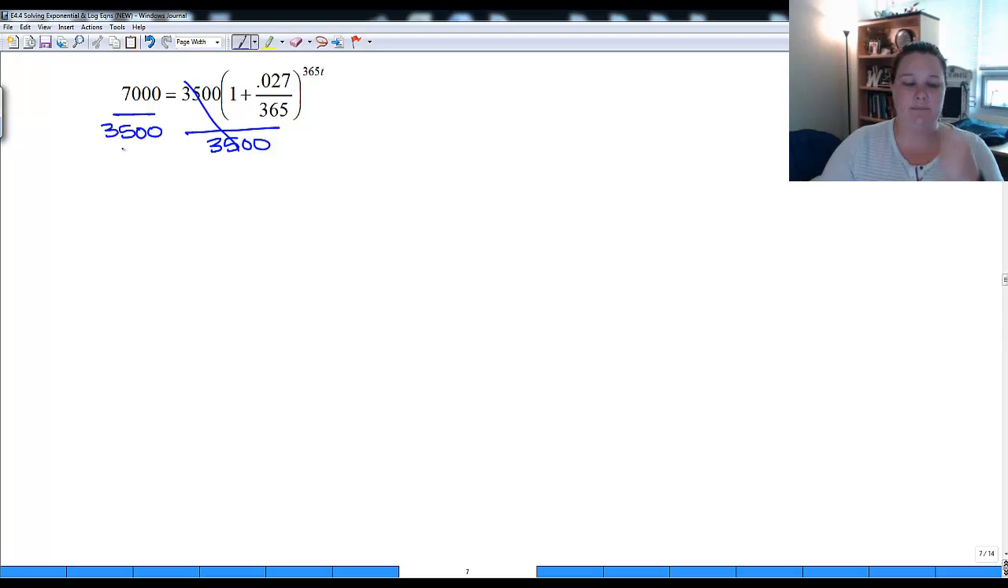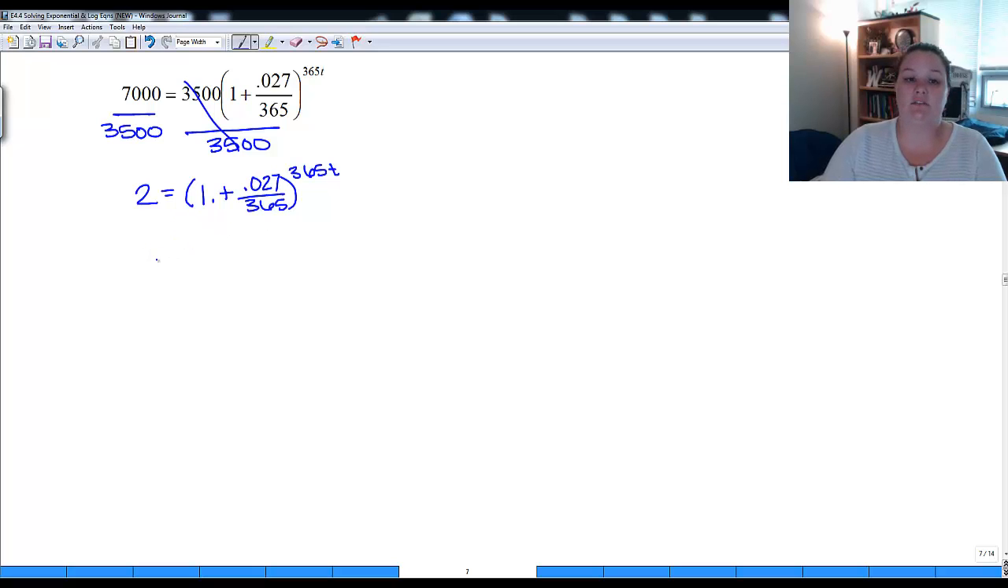So 7,000 divided by 3,500 gives me 2 is equal to 1 plus 0.027 over 365 raised to the 365t. Now, I need to be able to get this gone. Now, I don't really know what this equals off the top of my head, but to get rid of this ugly base, I don't want to have to do log base ugly to get rid of it. So I'm going to use just a regular old common log. You can also use natural log. I'm going to use common log just because that's what I usually pick.